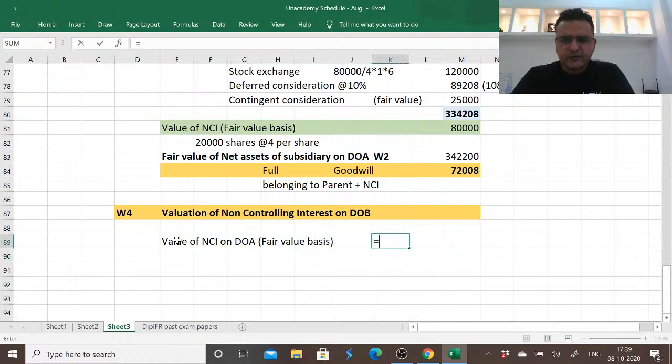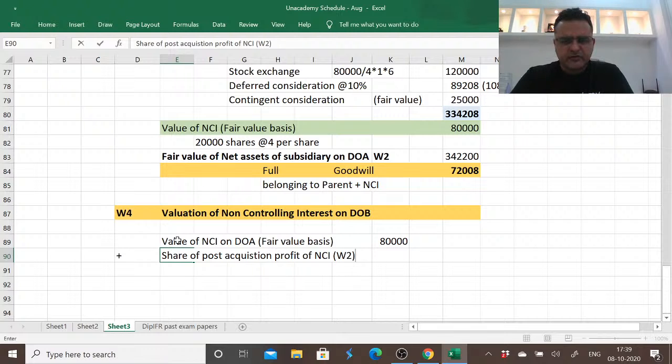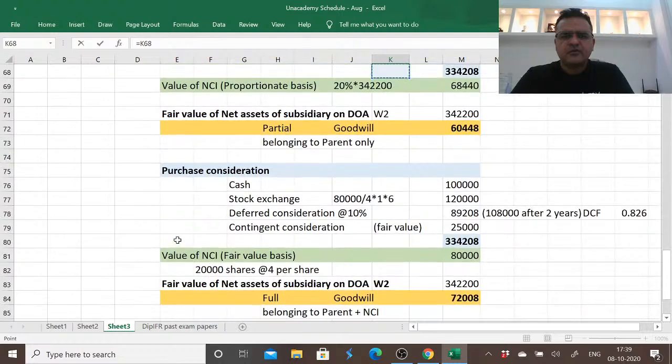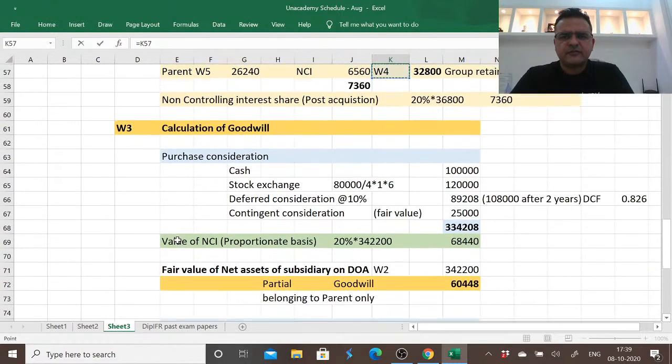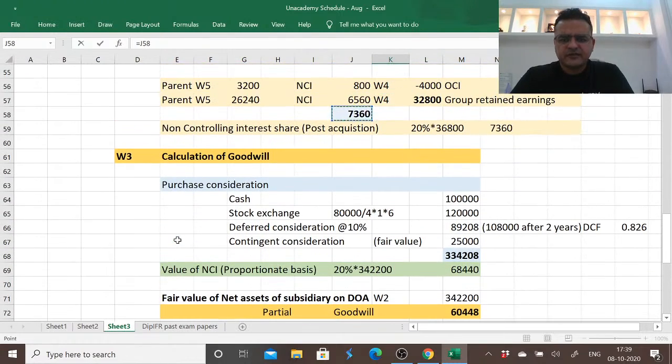then it will be equivalent to 80,000 plus share of post acquisition profits of NCI. We'll mark working note number 2 and we'll include it from there. Post acquisition profits were 7360.